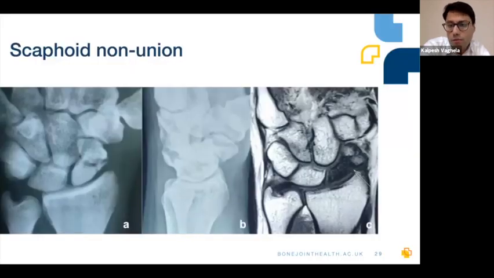Scaphoid non-unions, this is an absolutely massive topic, and I think Dan's touched upon it in his talk. It's another common cause of radial-sided wrist pain. They may have had some sort of antecedent injury many years ago which wasn't treated, and they'll present with this sort of picture where you've got a clear non-union of the scaphoid. You can see on the MRI scan that the proximal pole has low signal, which suggests that the vascularity of the proximal pole is compromised.